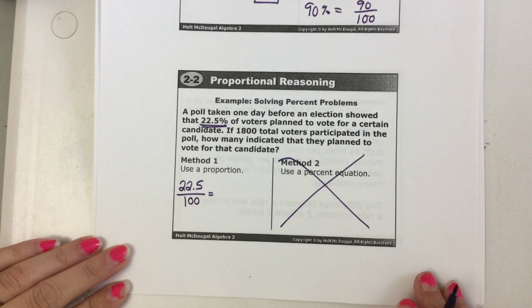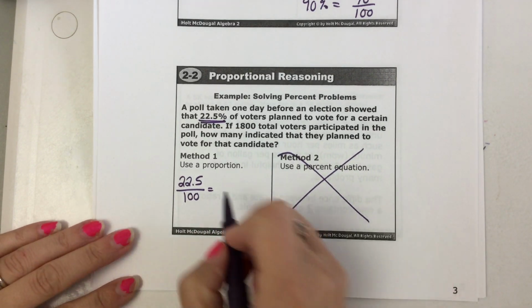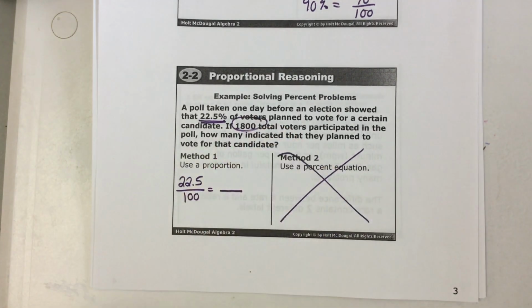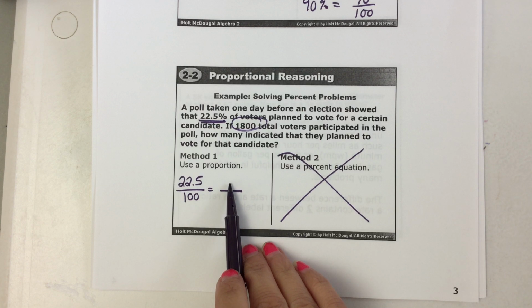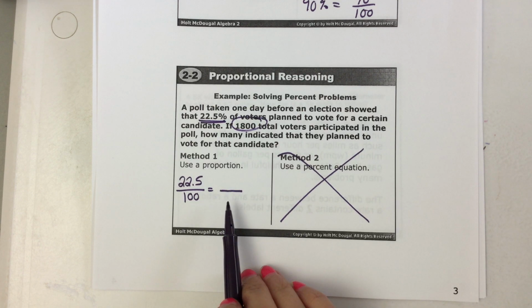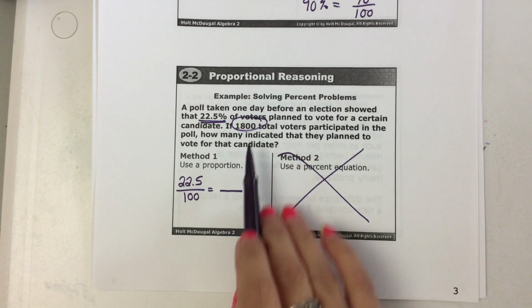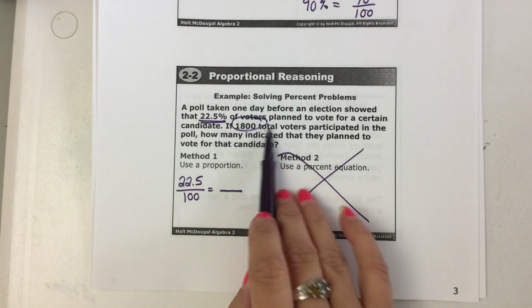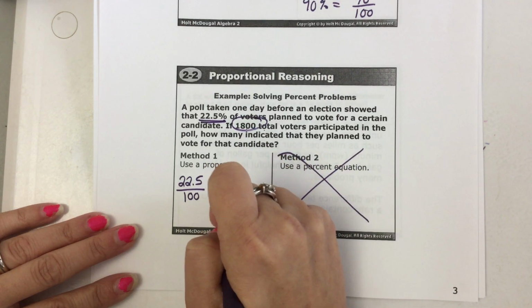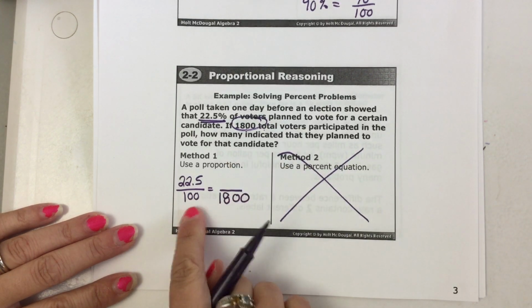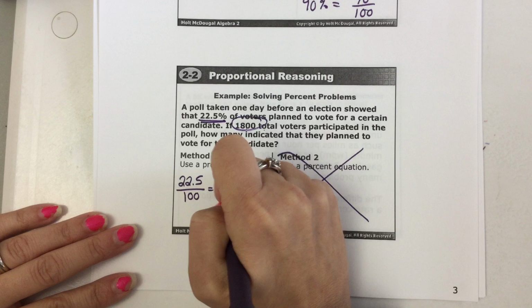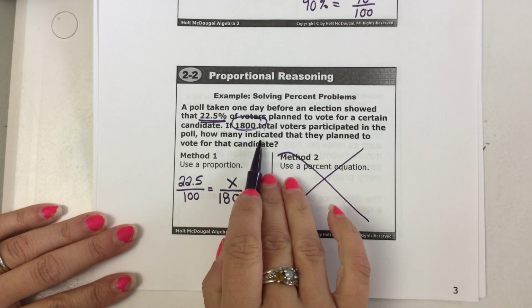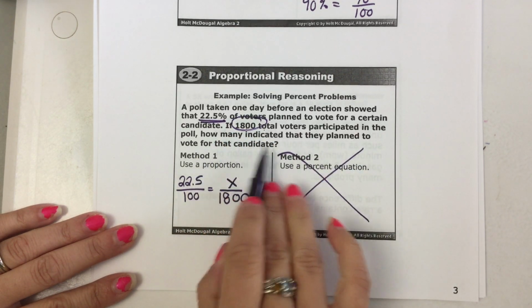22.5% means 22.5 over 100. Now, the other value we have is 1,800. We have to figure out, does 1,800 represent the 22.5%, or does it represent the total amount of people who voted? This says 1,800 total voters. So the total is 1,800. So that goes with the 100%. What we want to do is find out how many indicated that they plan to vote for the candidate.